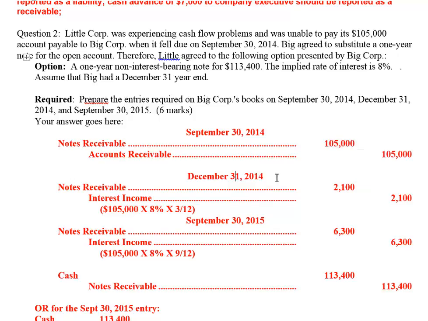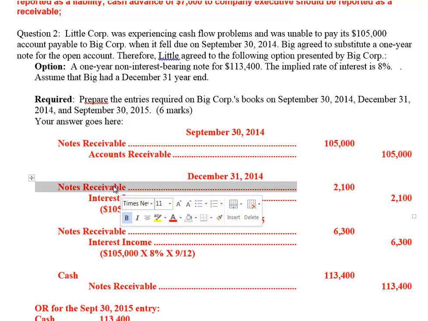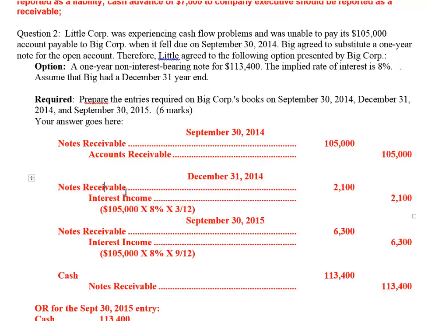At the end of December, we're going to debit the note, again because it's non-interest bearing, for the amount of the interest receivable on the note. So we debit the note receivable for how much? 8% on 105,000 for 3 months, October, November, December, is 2,100.